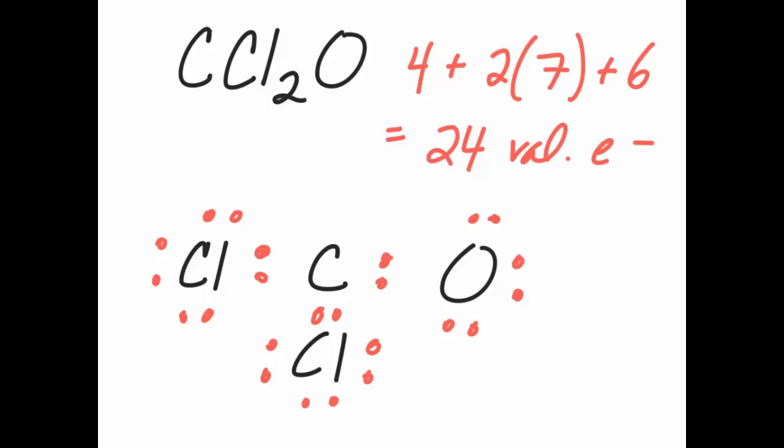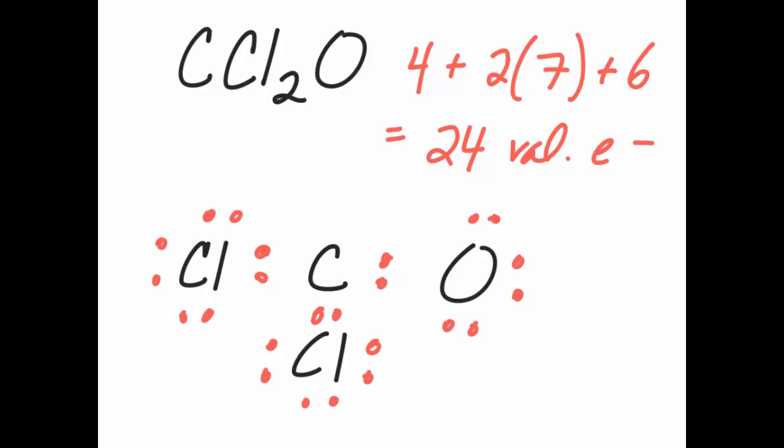And now decide, does each atom in this structure have 8 valence electrons? Well, the chlorines look good, and the oxygen looks good, but oh no, not again. The carbon only has 6. Time to be creative. What can we do to give that carbon 8 electrons? We've already used all 24, so we can't add any more.